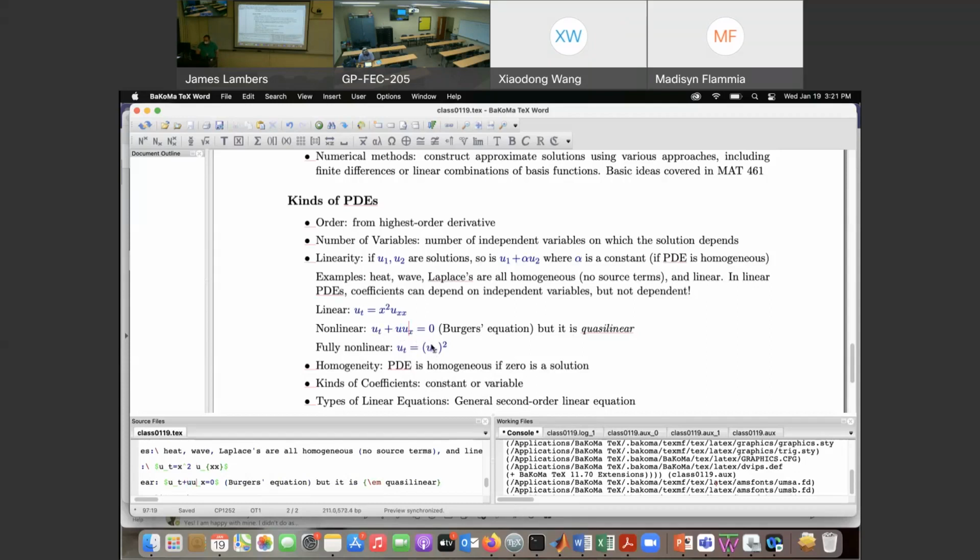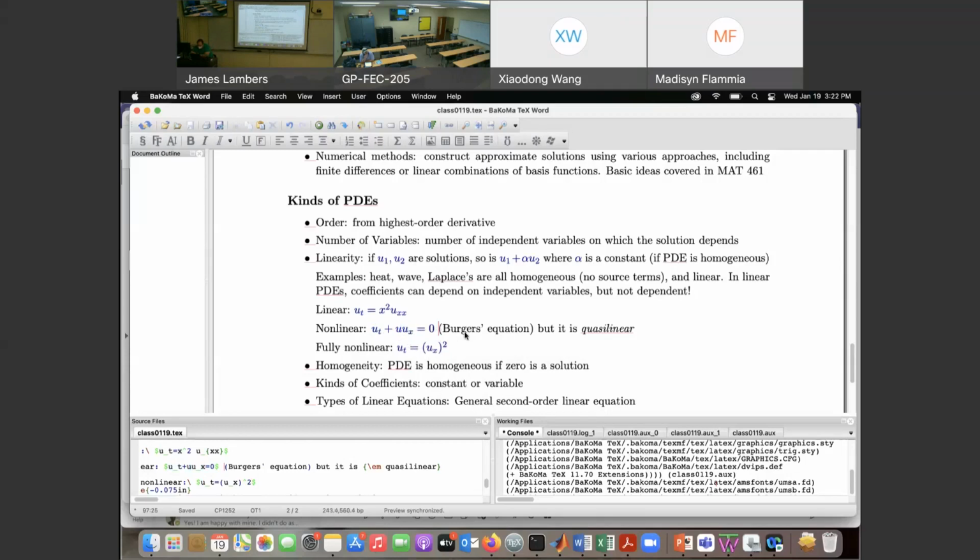Here we have u_x, the whole thing squared. So this is what's called a fully nonlinear PDE, because here we're taking a nonlinear function of derivatives. So whenever that happens, it's nonlinear. So that's the distinction between fully nonlinear and just quasi-linear. Here, we're not taking any nonlinear functions of the derivatives themselves, but the coefficients of those derivatives depend on the solution u. That's what makes it quasi-linear. But yeah, most of the time in this class, we're dealing with linear.